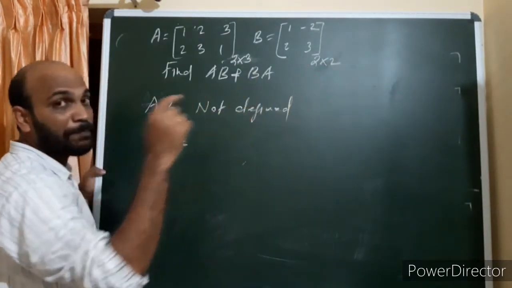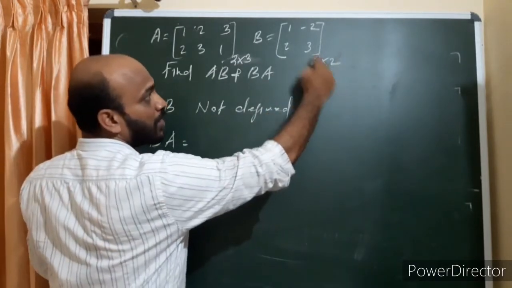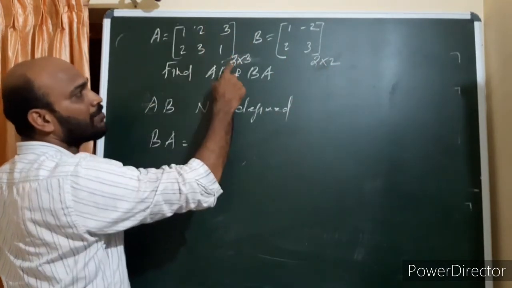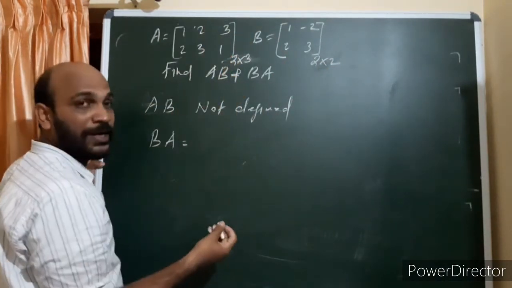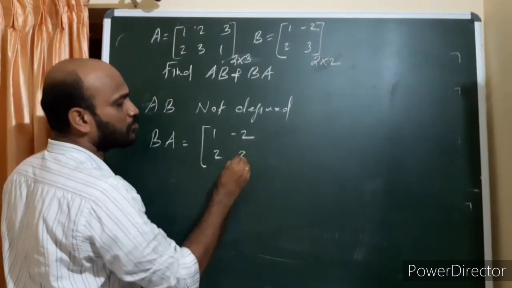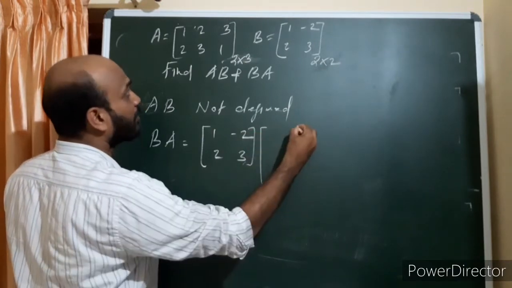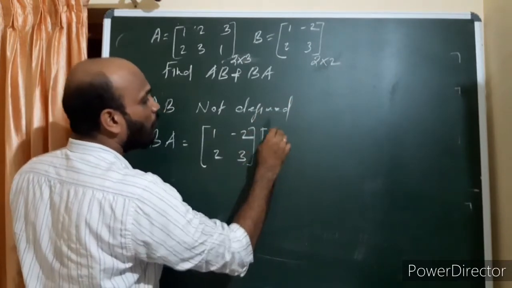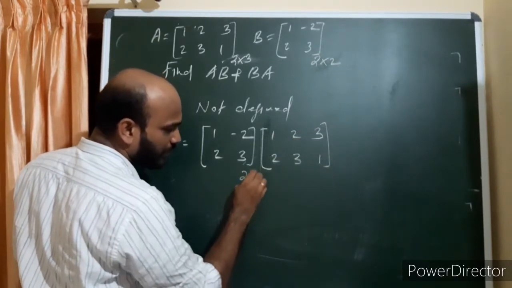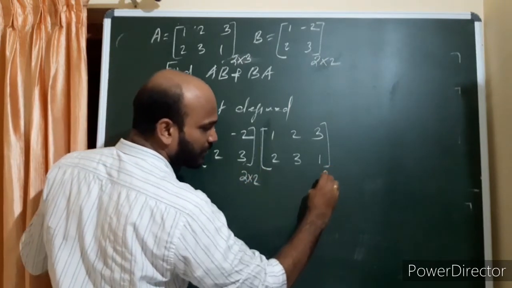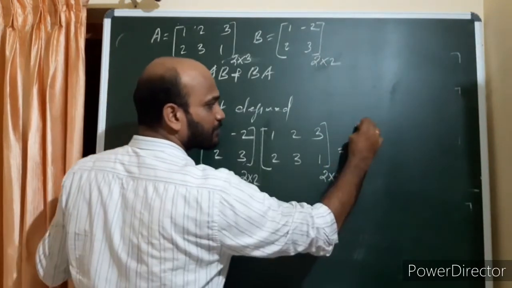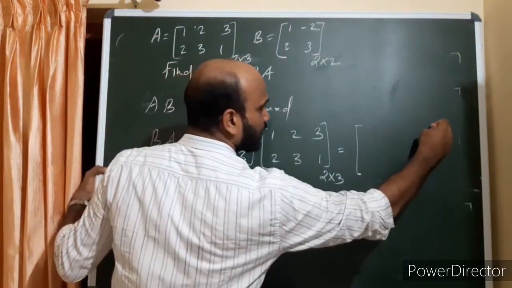So now check whether we can find BA or not. BA means you have to take B first, 2 by 2. So the number of columns of the first matrix is 2 and the number of rows of the second matrix is 2. So we can find BA. First we will write B here, 1, minus 2, 2, 3, and A, 1, 2, 3, 2, 3, 1. The order of the first matrix is 2 by 2, the order of the second matrix is 2 by 3, so the order of the resultant matrix will be 2 by 3.